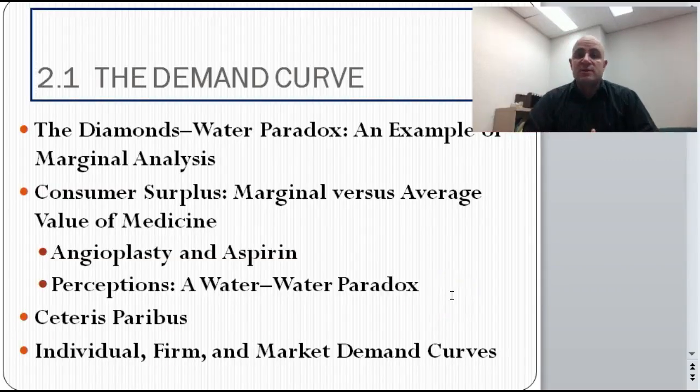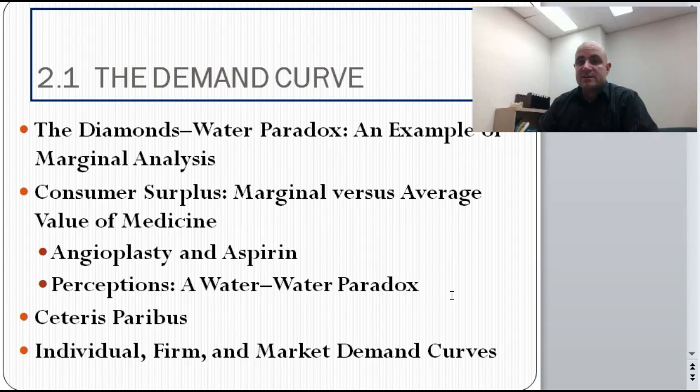Now, we talked a little bit about the diamond-water paradox, but marginal analysis is important. Right? And the reason why is because we make our decisions at the margin, not necessarily the average. So when it comes to healthcare, though, at least on a policy-making decision, we look at the average. And so that can be a problem when we do that.